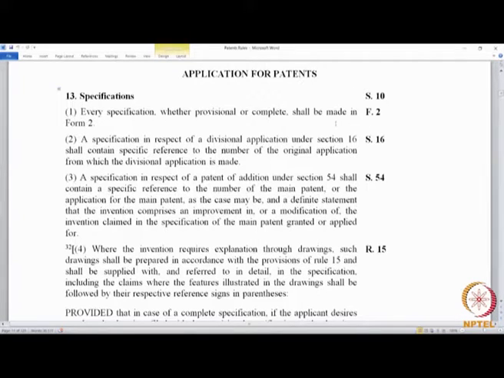So, there has to be a specific reference, as is the case with a section 16 application for a divisional patent, and a definite statement that the invention comprises an invention in or a modification of the invention claimed in the specification of the main patent. So, there has to be two things in the case of a patent of addition. One, the specific reference number to the main patent, and a statement that the patent of addition is an improvement or a modification of what was mentioned in the main patent. Whereas in the divisional, the reference alone was sufficient. Here there is a reference and a definite statement.